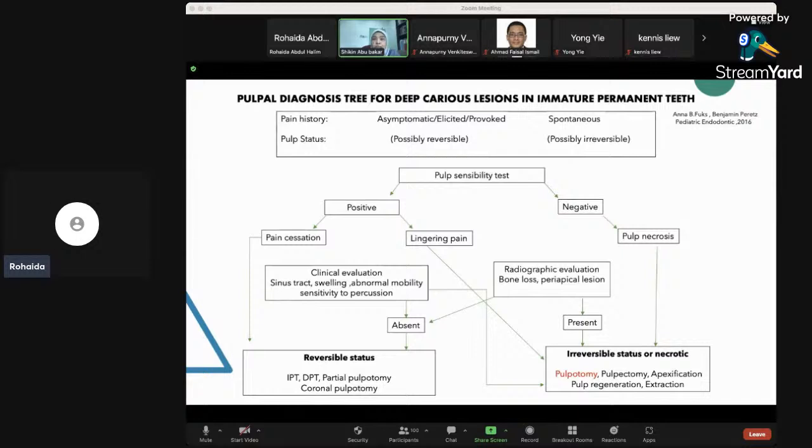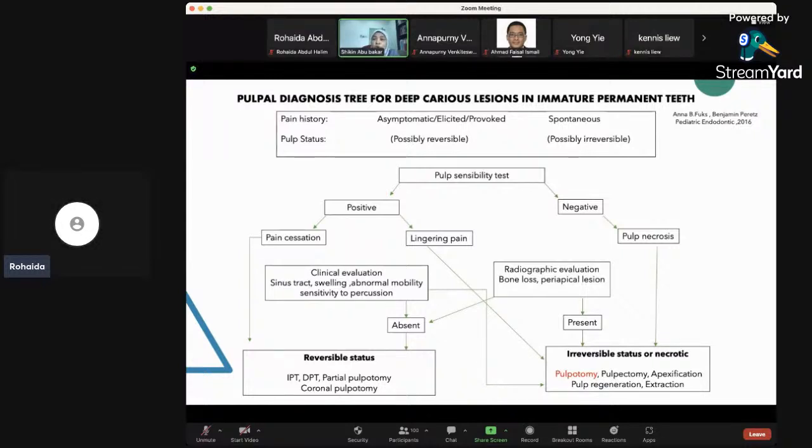Okay, this is kind of guideline for us. Okay, how we're gonna look into that case, every single case. So definitely, most importantly, you must get the thorough detail of pain history, because it will bring you about what will be the pulp status prior to your clinical examinations or other investigation.